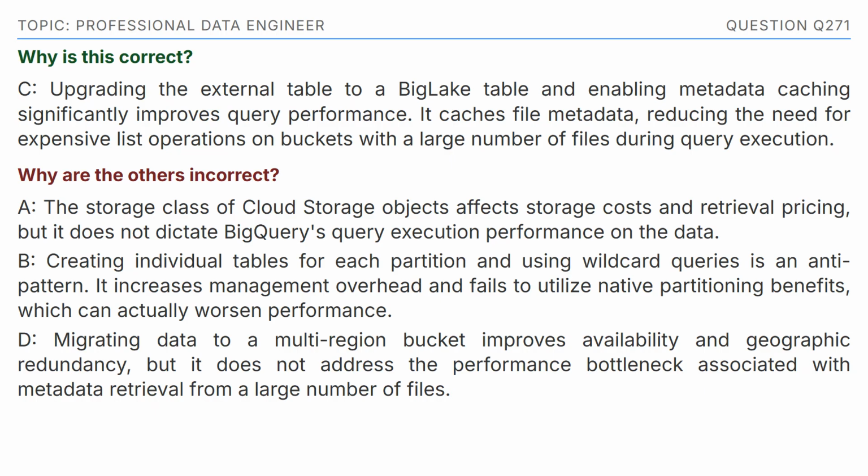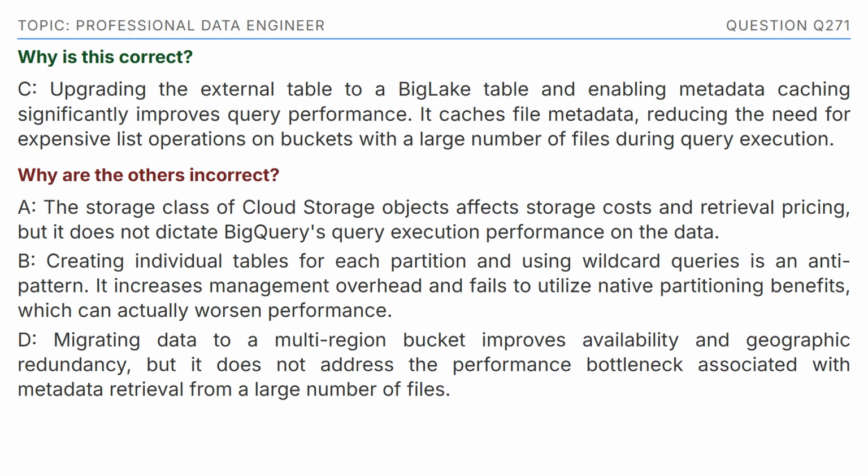Upgrading the external table to a Big Lake table and enabling metadata caching significantly improves query performance. It caches file metadata, reducing the need for expensive list operations on buckets with a large number of files during query execution. Why are the others incorrect?